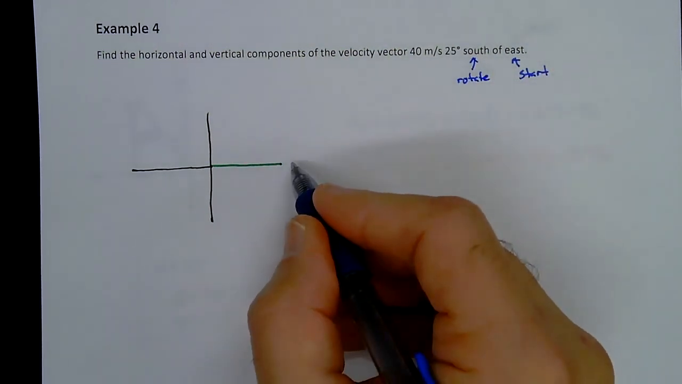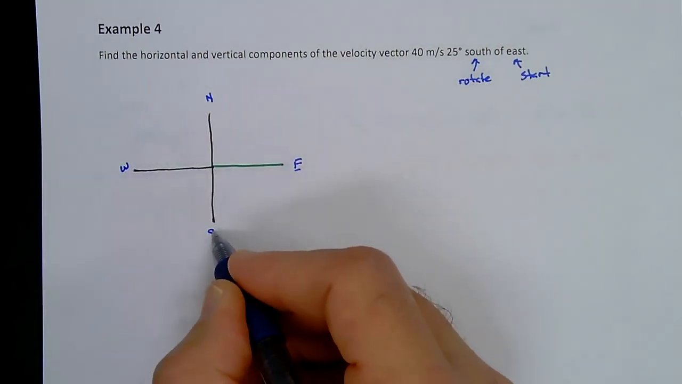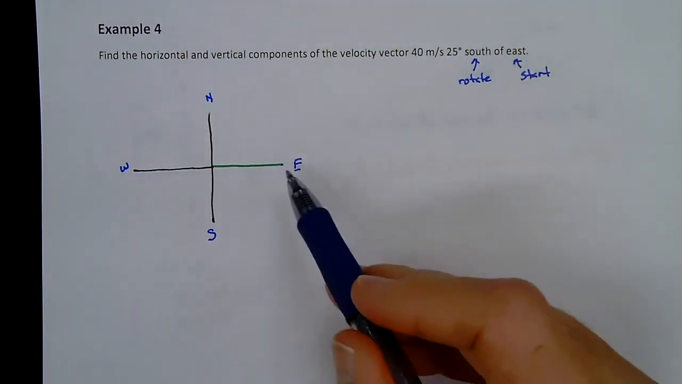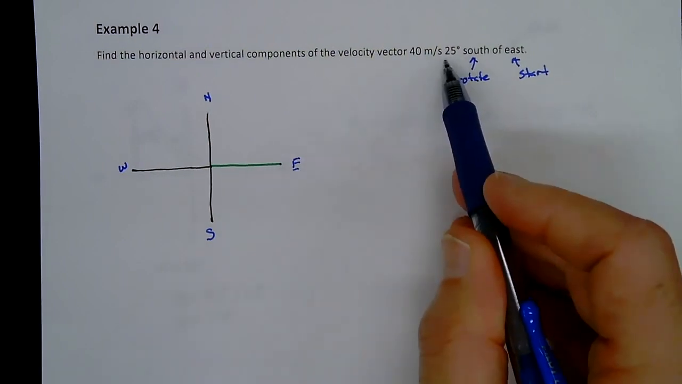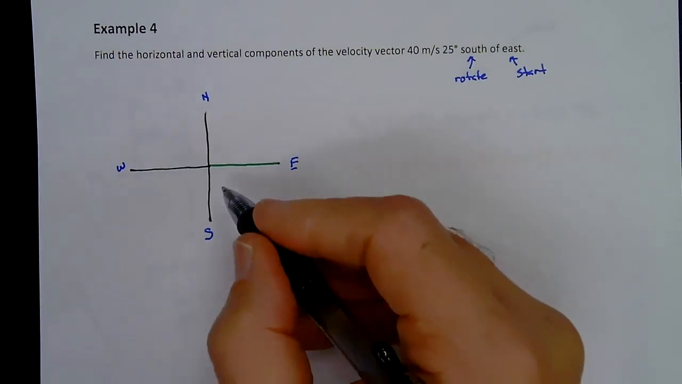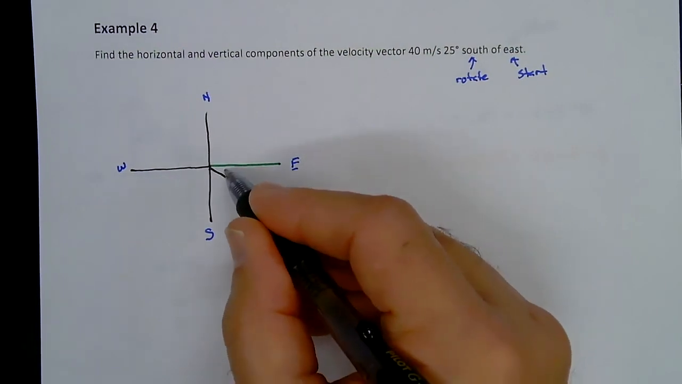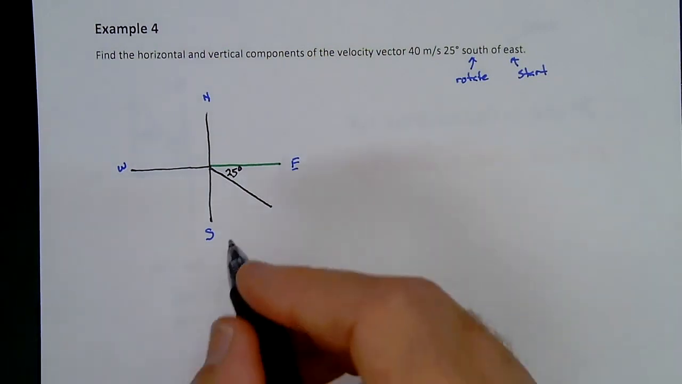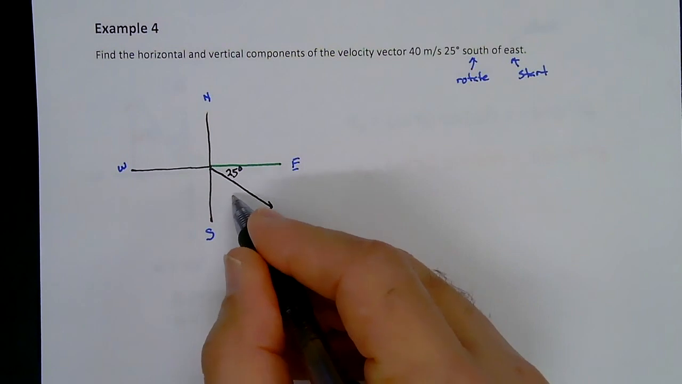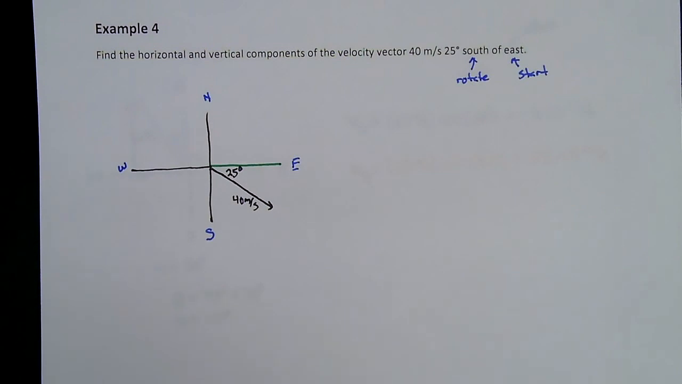So this is east. This is north. This is west, and this is south. And so we're going to start at the east, and we're going to rotate south. So that means I'm going to rotate downwards, okay? And I'm going to rotate 25 degrees. So that would look like this. So this angle right here is 25 degrees. And I know this is my vector, and I know this is 40 meters per second. This is going to all have to do with relative velocities that you're going to see when we start going in 2 dimensions too.